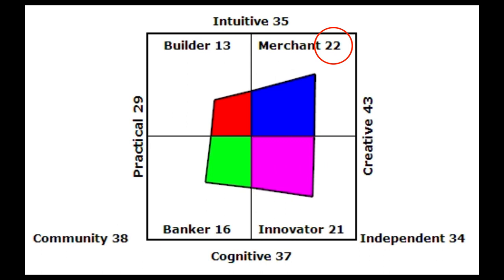In the assessment, there are 36 items possible for each of the core values types and 144 words possible in total. Of these, you selected 72 items, which are then distributed across the core values types to make up your profile. In this example, the test taker selected 22 words associated with the merchant type and 21 words corresponding to the innovator. So this person's primary core values type is the merchant, their secondary type is the innovator. We say this person is a merchant innovator.